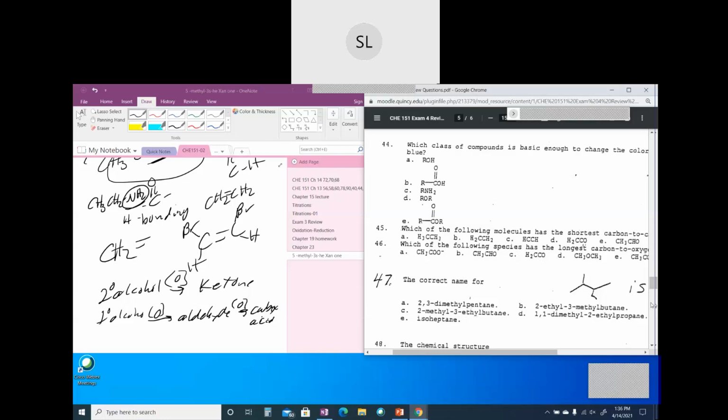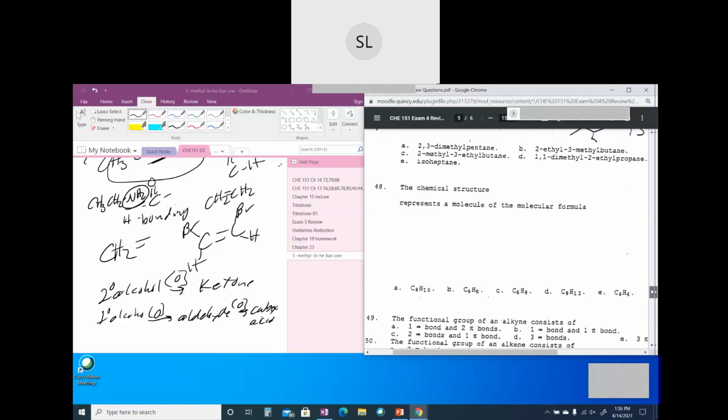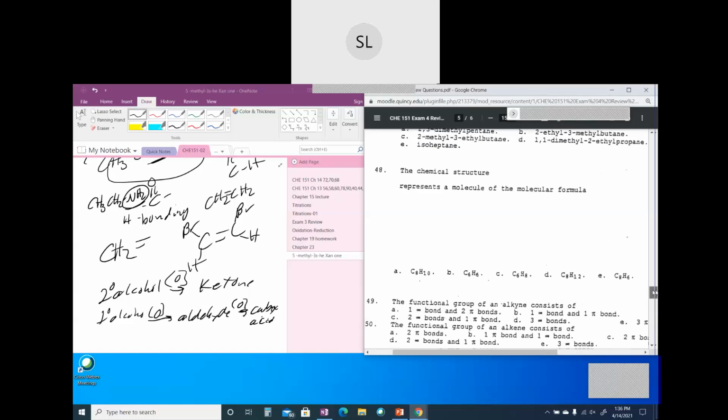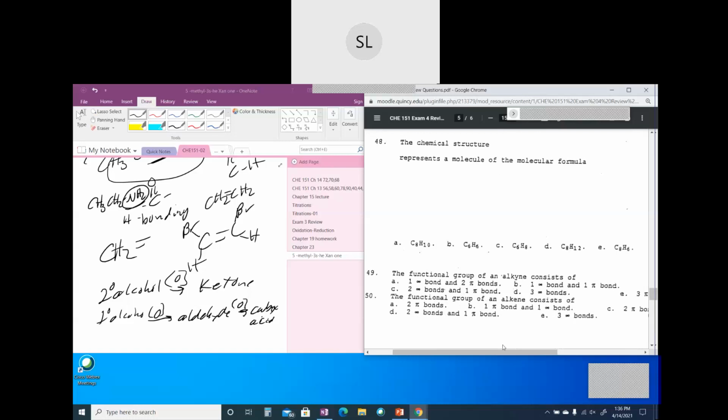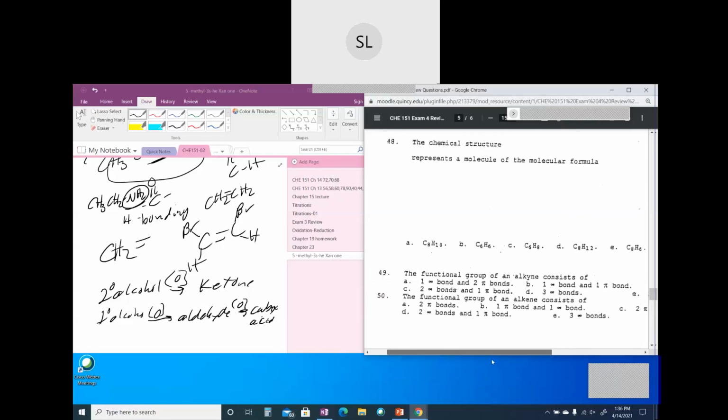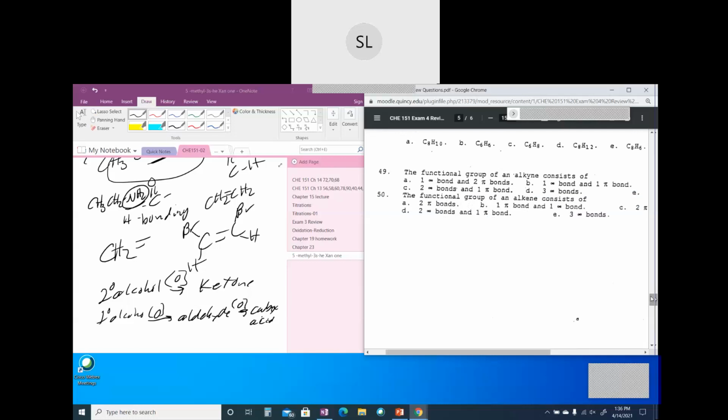47. Longest carbon chain is going to be 5. 1, 2, 3, 4, 5. So you can go either way, and you're going to go the way that gives you the 2,3-dimethyl pentane. Chemical structure. So 48 is not a question. Oh, no, there it is. All right, so that is ortho-dimethylbenzene. And you just count the carbons and hydrogens.